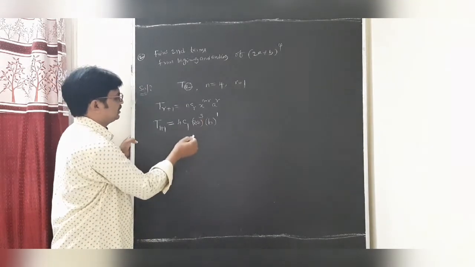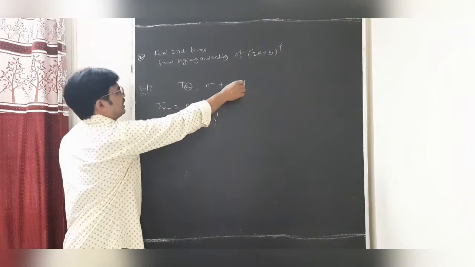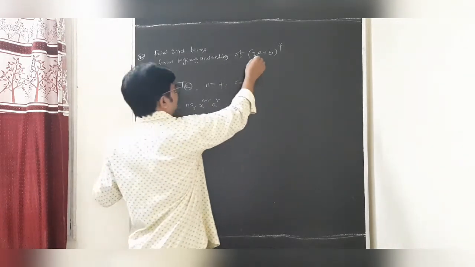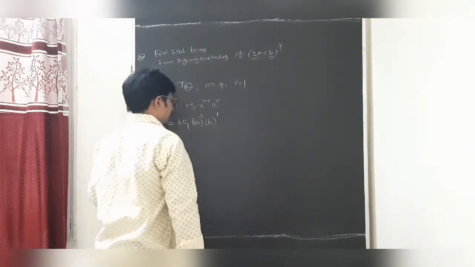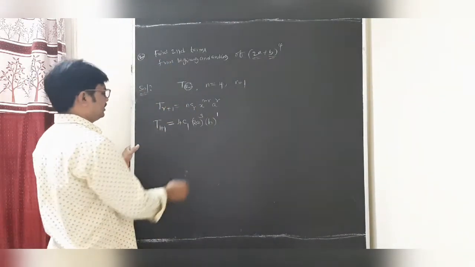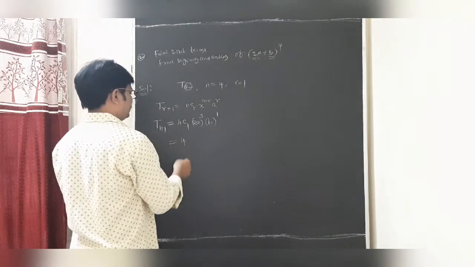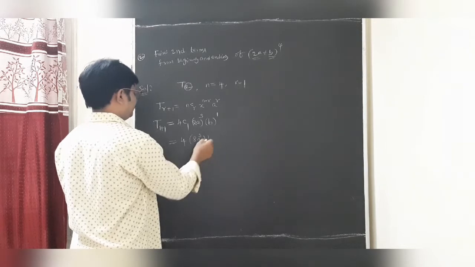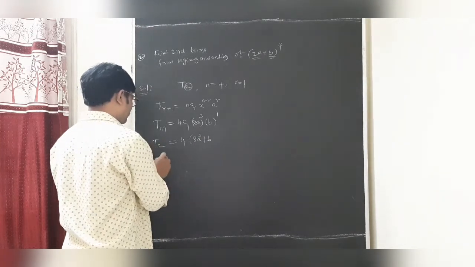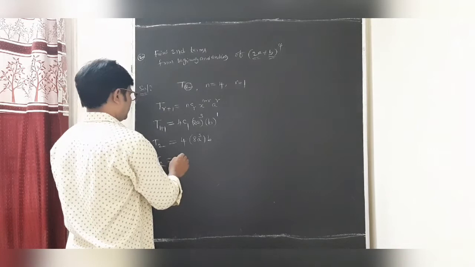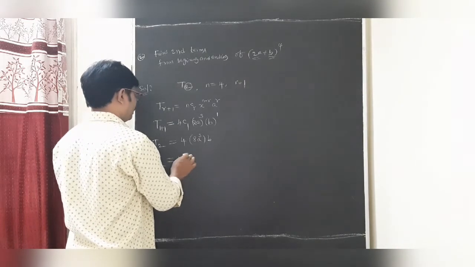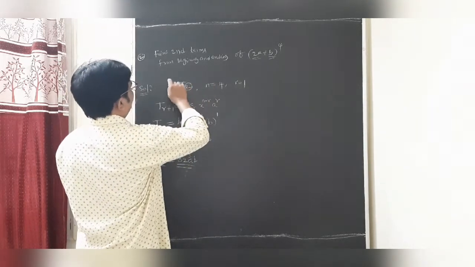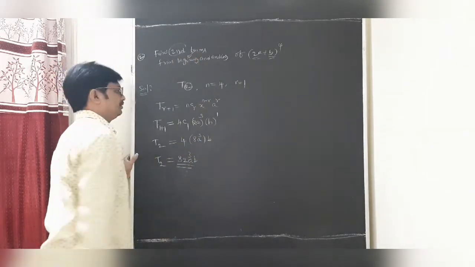It is nCr. n is 4, r is 1, so 4C1, with 4 minus 1 being 3, where x is the first term and a is the second term. So this can be written as 4C1, which is 4, times 8a cube into b. This is T2. In the expansion, we observed 32a cube b. This is the second term from the beginning.